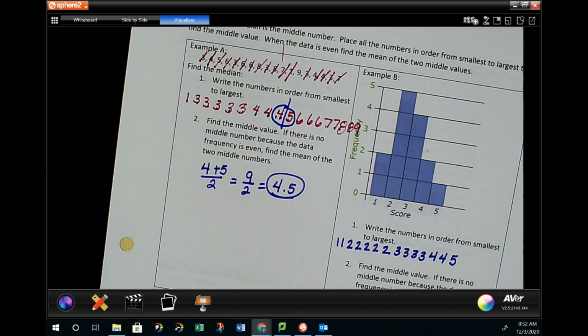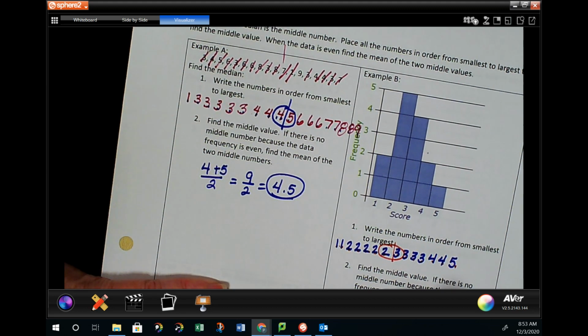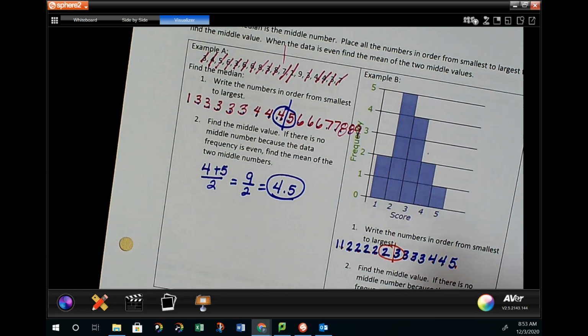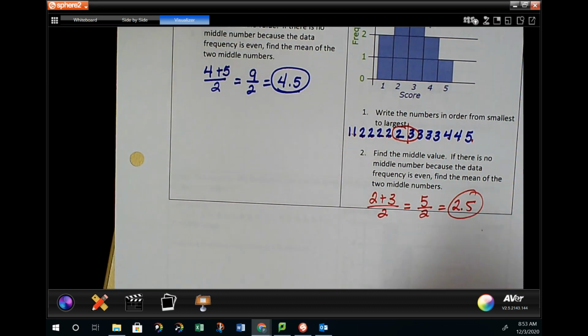So smack dab in the middle of that 14 is going to be 7. So 1, 2, 3, 4, 5, 6, 7 on each side. So in between those is going to be 2 plus 3 divided by 2. So 5 divided by 2 gives me 2.5. That's going to be your median. So this is going to be your median for both of those.